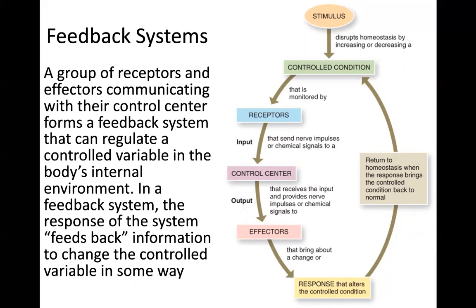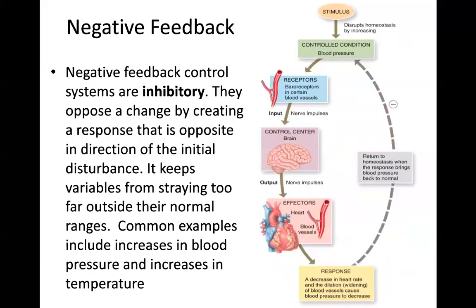So a group of receptors and effectors communicating with their control center forms a feedback system that can regulate a control variable in our body's internal environment. In a feedback system, the response of the system feeds back information to change the controlled variable in some way. So that's why I like feedback loop. You can see a loop is a circle. Okay. Now, there's 2 types of feedback, negative and positive.